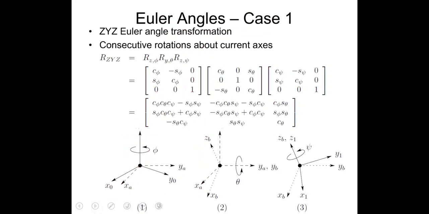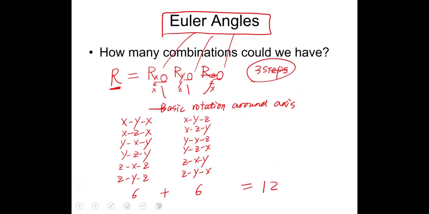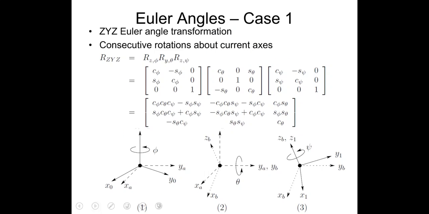Let's see one example, okay? Although you have 12, let's just do one example. And I choose the ZYZ Euler angle as one example, okay? So we do 3 steps of rotation around the current axis, Z, Y, Z. So this is my step 1 because it's rotating around the current axis. So this is my step 1, step 2, and step 3.